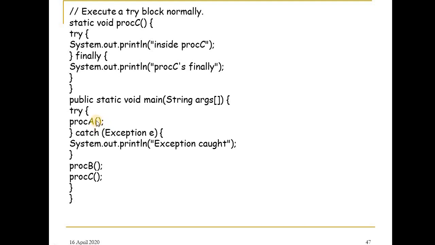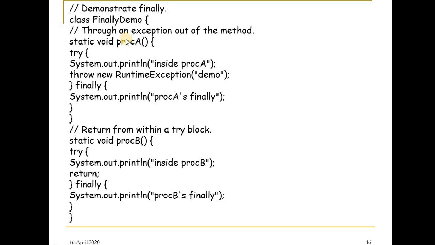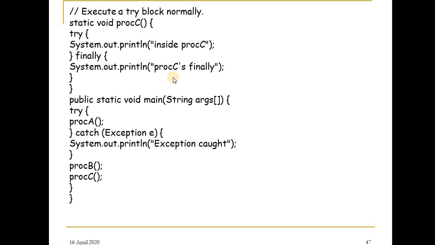So, whenever we make a call to procedure A, the control will go to procedure A method and procedure A will start executing. So, it will display inside procedure A and it will throw an exception that is of type runtime exception. Whenever an exception is thrown, immediately the control will go to the catch block. This catch block over here will handle any type of exception. E is an object here representing a generic exception. So this E can handle all the exceptions. So the exception is caught in the catch block.